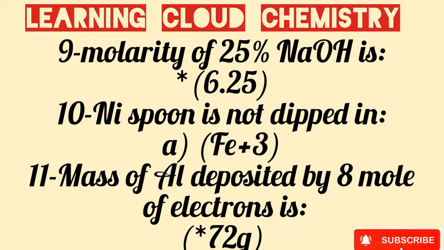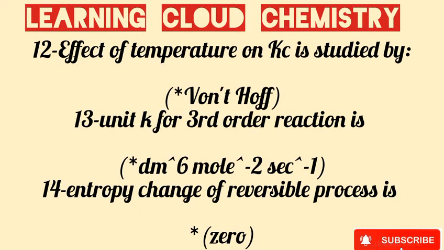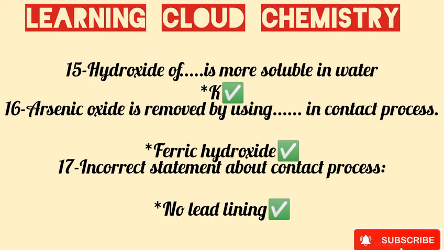Mass of aluminium deposited by 8 moles of electrons is 72 grams. Effect of temperature on rate constant is studied by the van't Hoff equation; the unit for a third order reaction is given. Entropy change of a reversible process is always 0. Hydroxide of dash is more soluble in water. Arsenic oxide is removed by using ferric hydroxide.